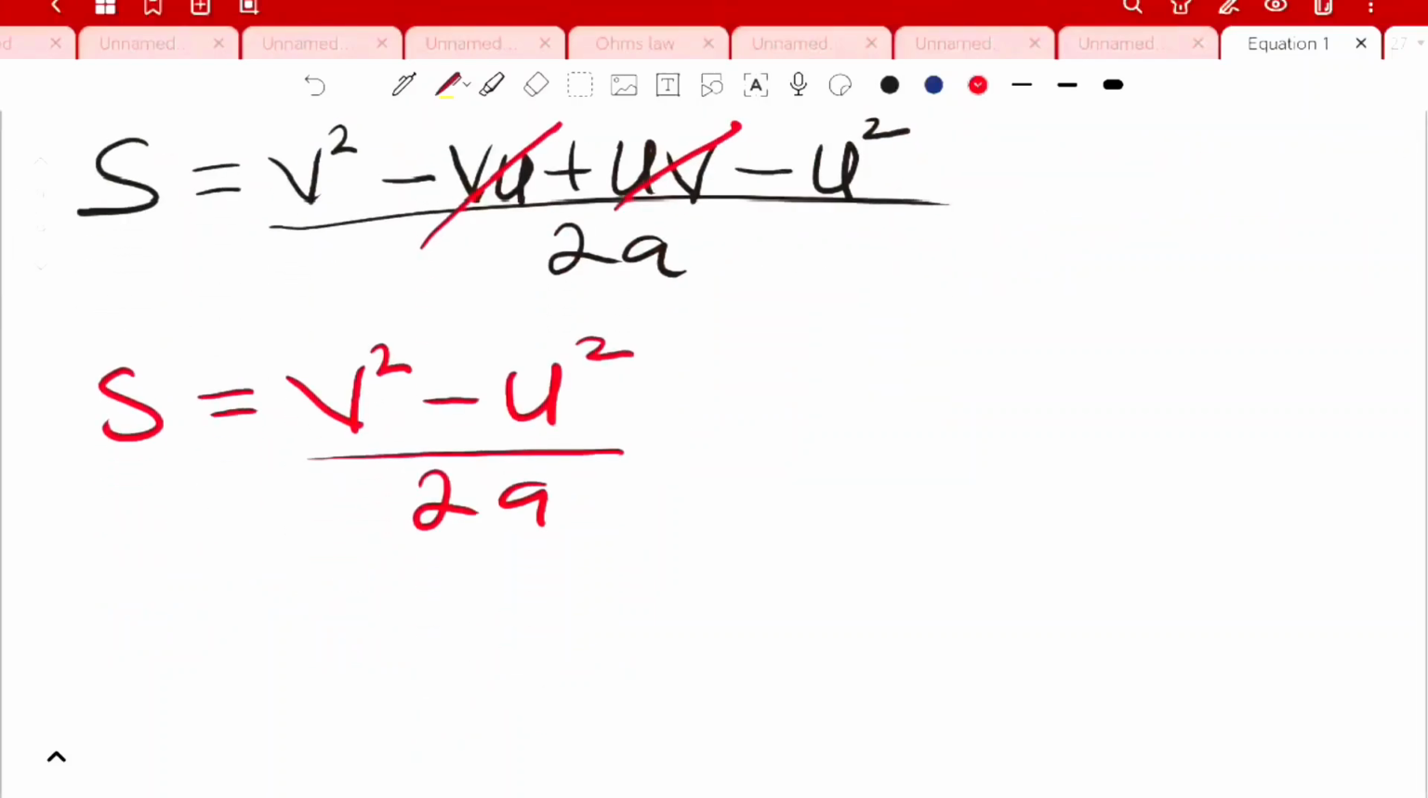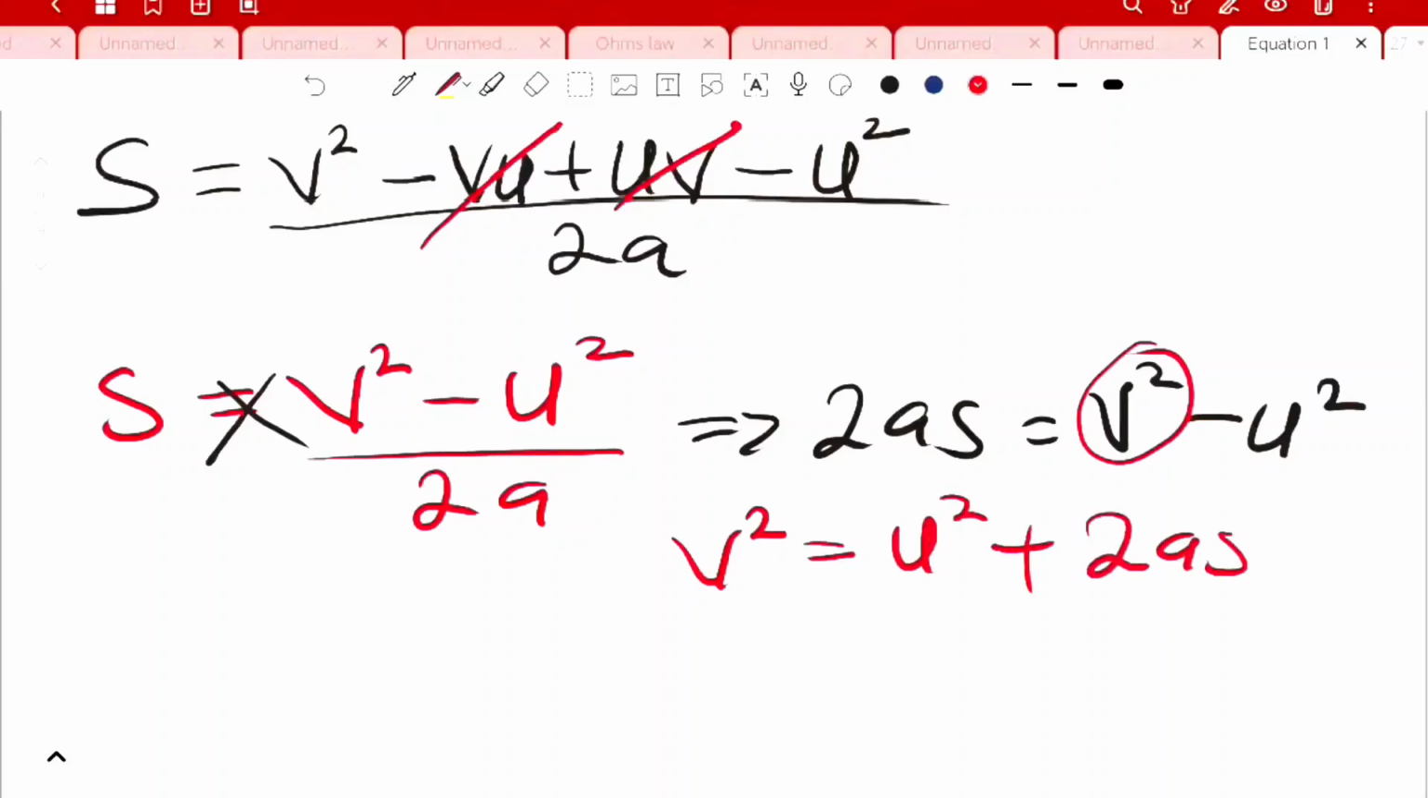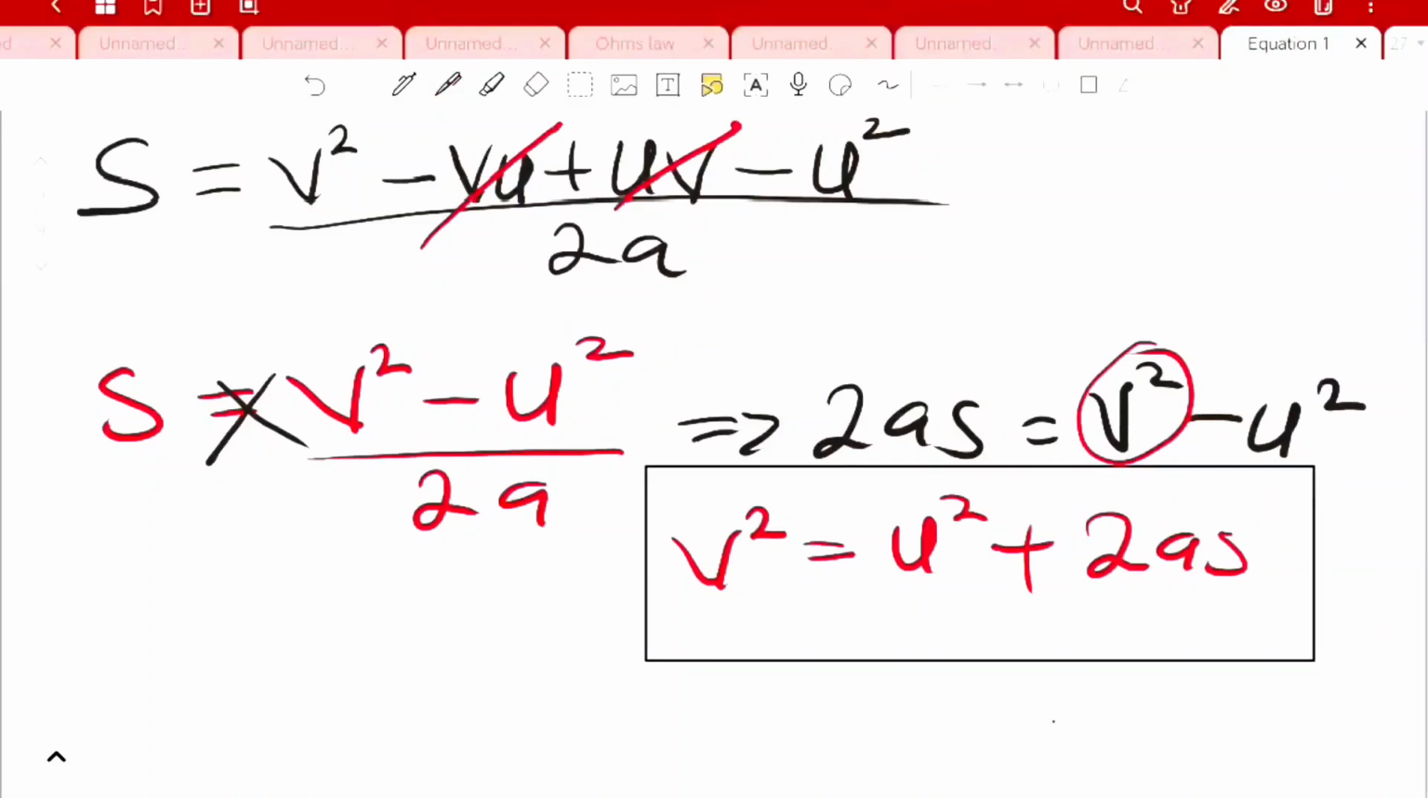All right? The goal is to make v squared the subject of the formula. So let's cross multiply. So we'll have 2as equals v squared minus u squared. So if we move negative u squared to the other side, then we'll have v squared equals u squared plus 2as. This gives you the third equation of motion, the combination method.